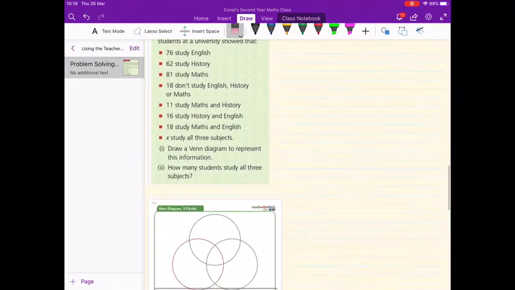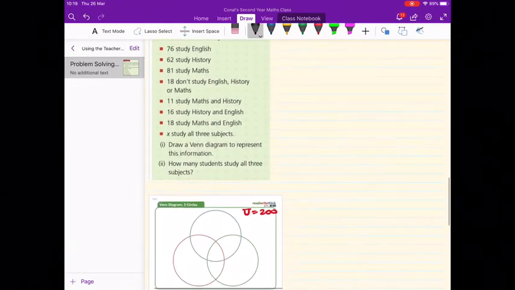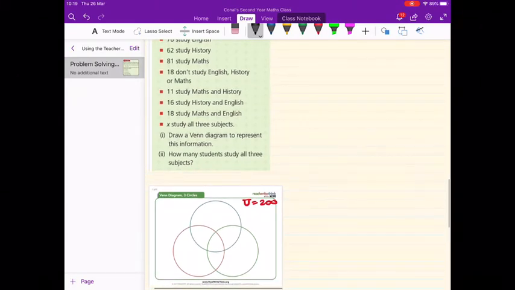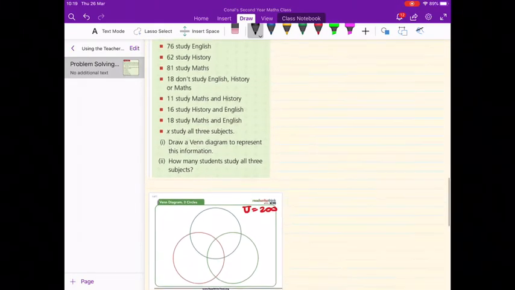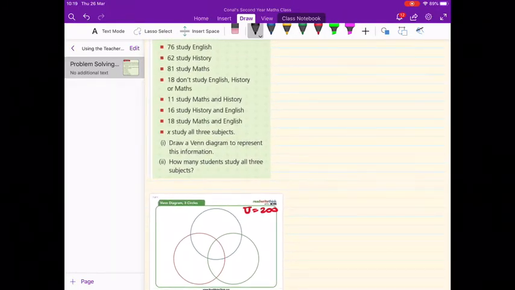Now in our third example, a survey is carried out of 200 first-year art students at a university. The very first thing I'm going to do is write in that the universe is equal to 200, because I'd be likely to forget that as it was just the very first detail we're given. We have 76 study English, 62 study history, 81 study maths.